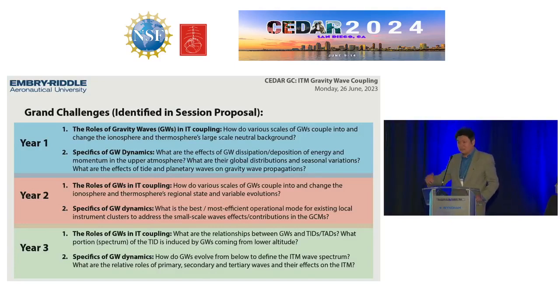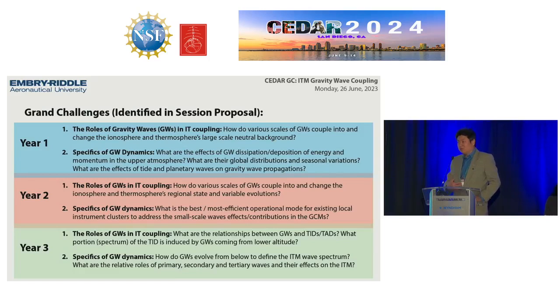So this is the plan of our GC session from year 1 to year 3, and in year 2, our goal is to address a couple of scientific questions. How do various scales of gravity waves couple into and change the ionosphere and thermosphere regional state and variable evolutions? We have a few specific talks on these topics. We also want to answer what is the best and most efficient operation mode for the existing local instrument cluster to address the small-scale wave effect and contribution to GCMs.